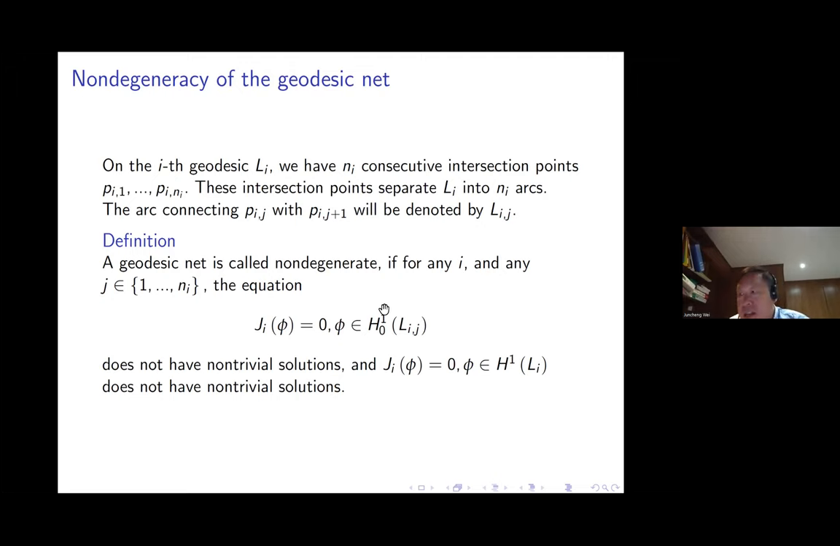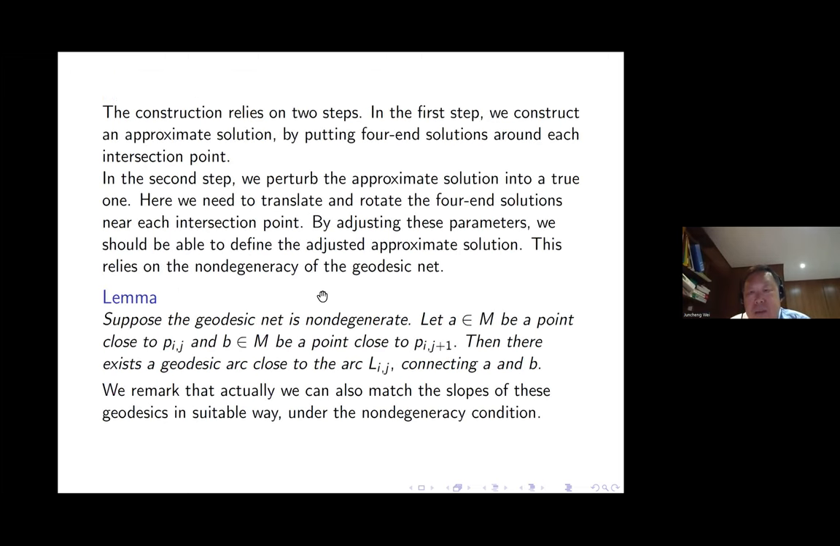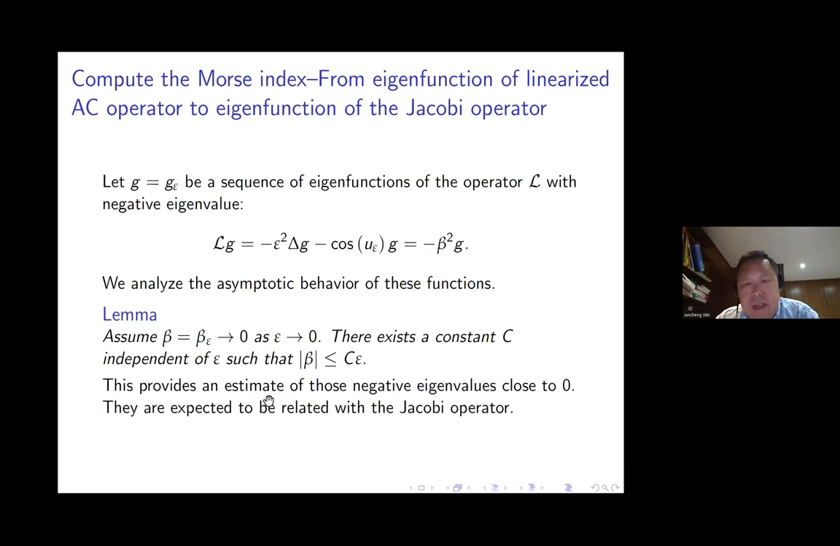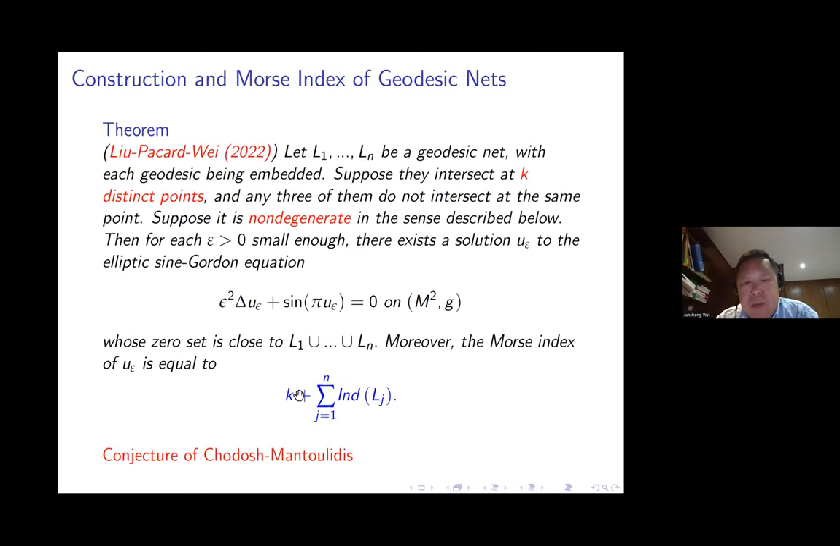Now, with this non-degeneracy, we can perturb the geodesic net. We can perturb the crossing, and we can find a nearby geodesic net. So this is how the non-degeneracy is used. Okay, so next we compute the Morse index. As we said, we found the Morse index is the index of the geodesics plus the number of crossing points. So how do we compute the Morse index?